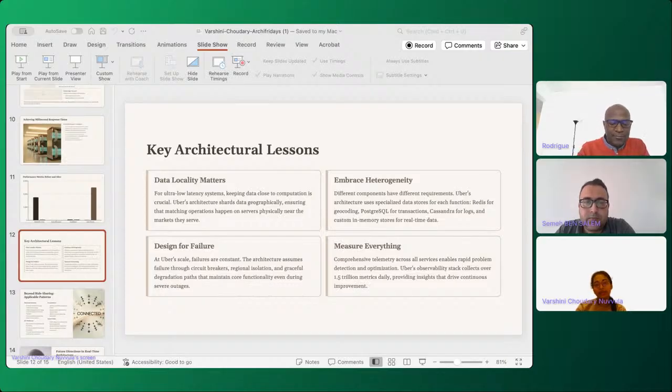It is designed for failure, built for degradation, not just uptime. We measure everything; observability isn't just an option. Uber collects over 1.5 trillion metrics daily. These principles are universal and can be applied to nearly any large scale system.